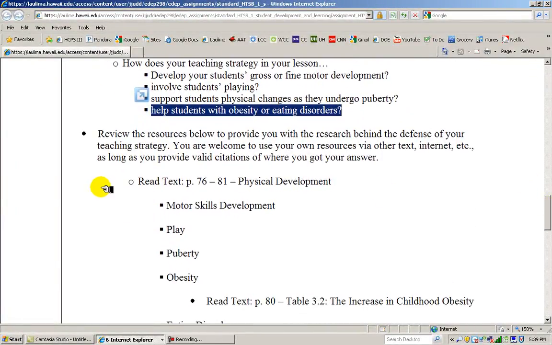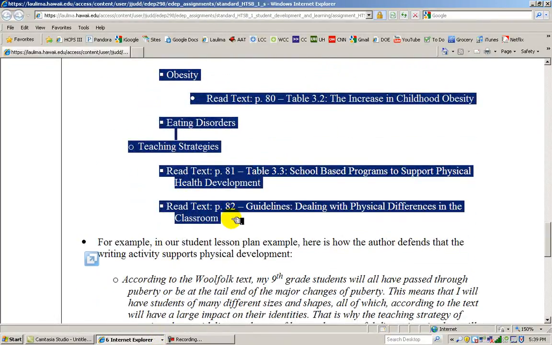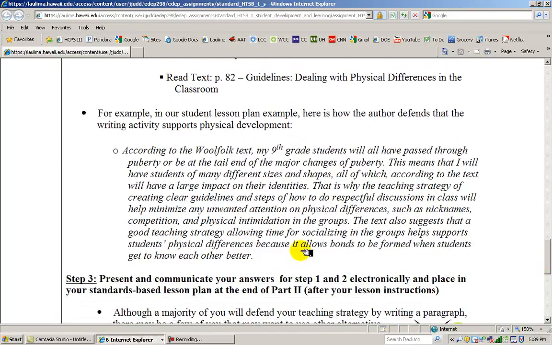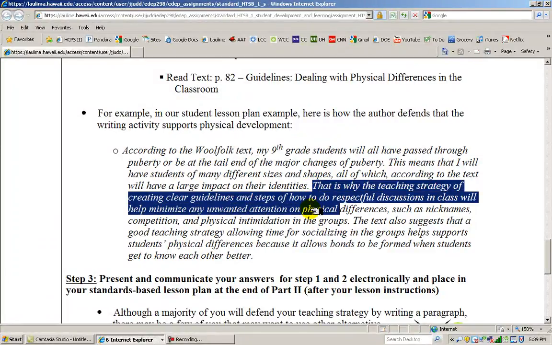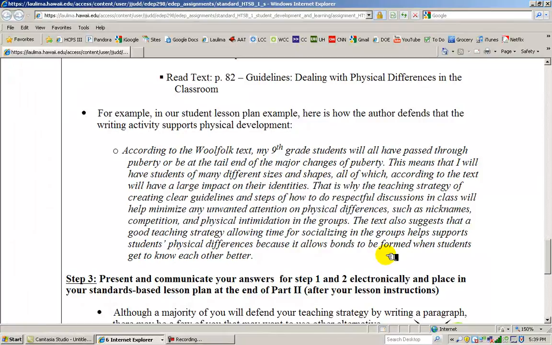So review the resources, read through the text, and you'll also get some teaching strategies by reading through the text of how you can do this, and then defend it. Basically the defense of this is that many students have different shapes and sizes, and this protects their identity. So we want to make sure that anytime we have interaction there are very clear guidelines of how to do it in respectful ways.